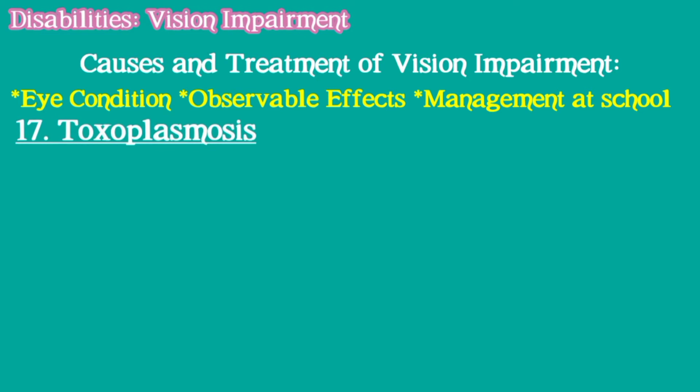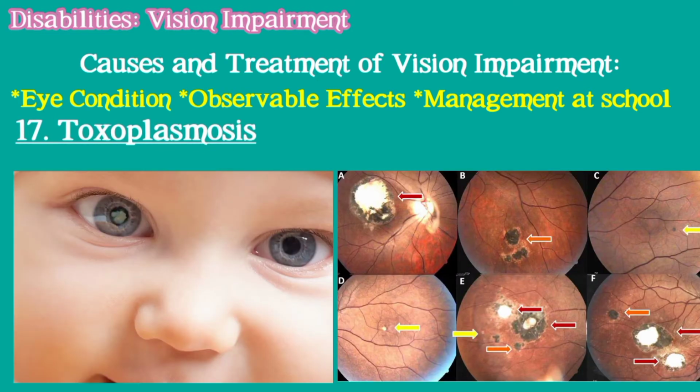The next is Toxoplasmosis. This is one of the eye problems. It is the inflammation and scarring of the retina. The observable effects are loss of central or peripheral vision, blind spots. Management at school, use large print materials and clearly marked visual materials. Actually, if we have a student who has an eye problem, we need to have larger visuals so that the students can see the visuals clearly.